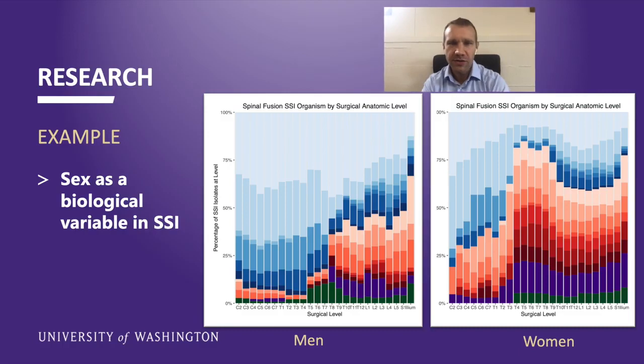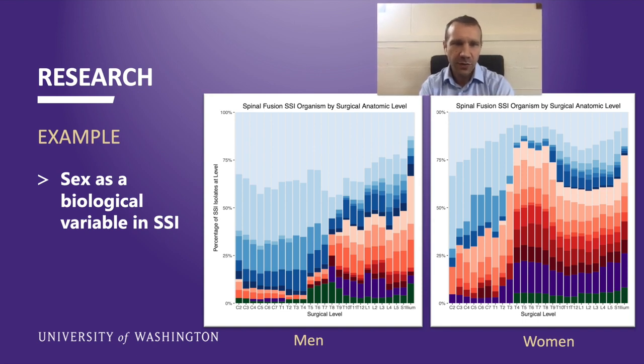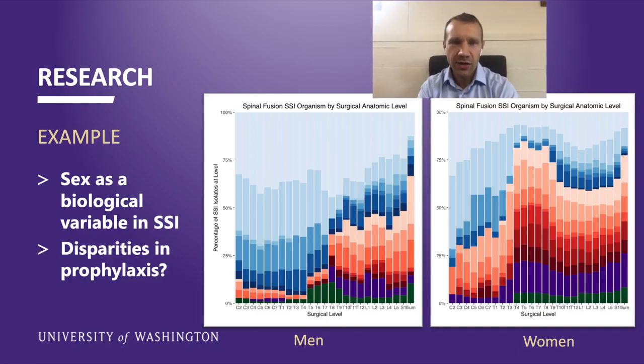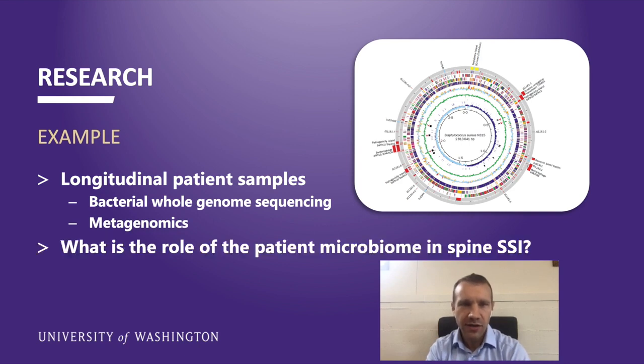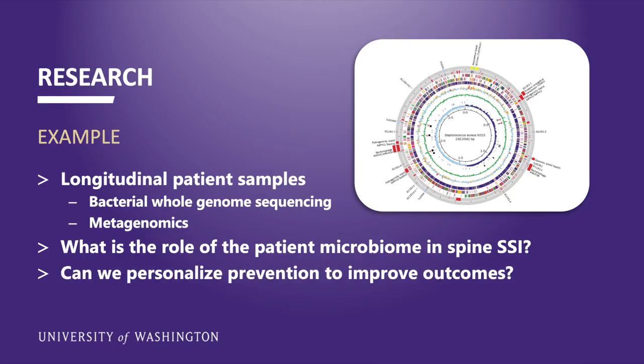We also see that this varies dramatically between men and women. This is an important example of sex as a biological variable in medicine and represents a potential disparity in standard approaches to prophylaxis. And so we're now getting at this question, doing prospective longitudinal patient sampling and then subjecting these samples to bacterial whole genome sequencing and metagenomics to try to understand really what is the role of the individual patient microbiome in the development of surgical site infection in spine surgery and how we might be able to personalize our prevention strategies to improve patient outcomes.